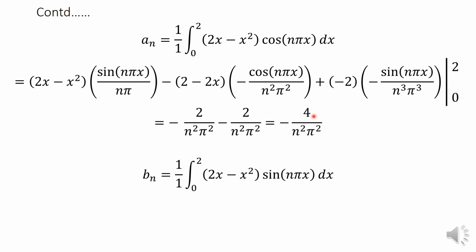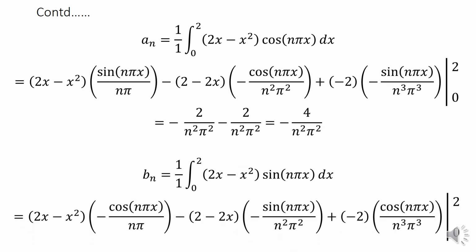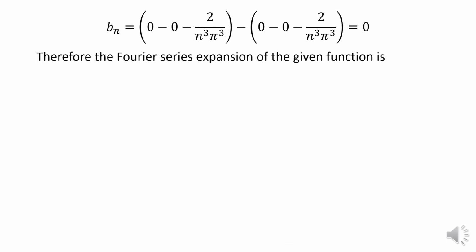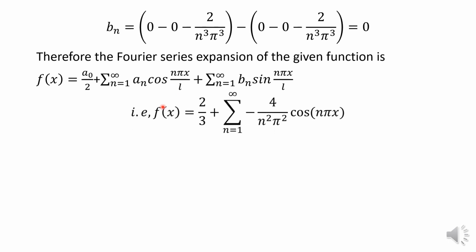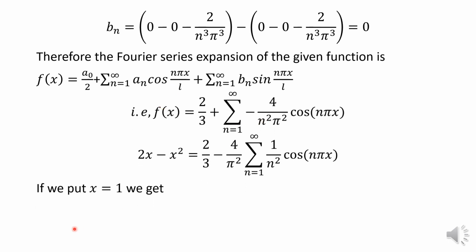And the third Fourier constant bn: substitute f of x here after writing the formula and integrate by parts or Leibniz rule, we are going to get bn is 0. Therefore the Fourier series expansion of f of x is given by this formula. Substitute all the constants, you will get this one. Now if I put x is equal to 1 in this expression, you will get the required series.